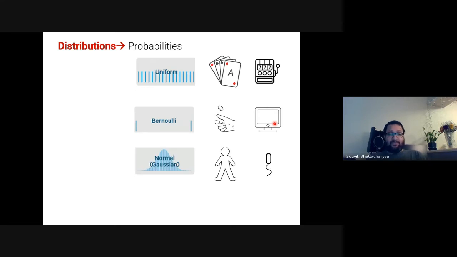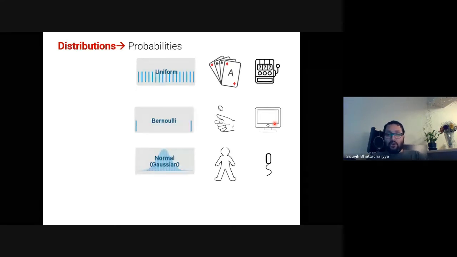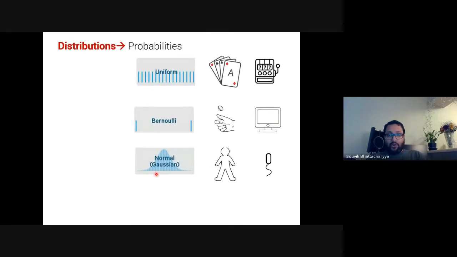Also, we have the very popular normal or Gaussian distribution, where the majority of the population will fall into this area. So this is the graph that shows the Gaussian distribution. Examples would be the height of humans, also how antibiotics kill bacteria. So there are very different ways.